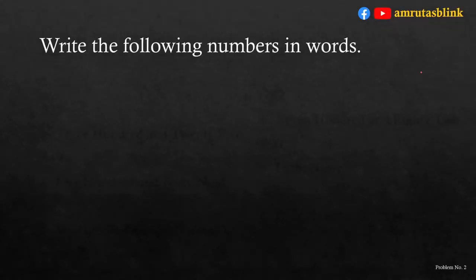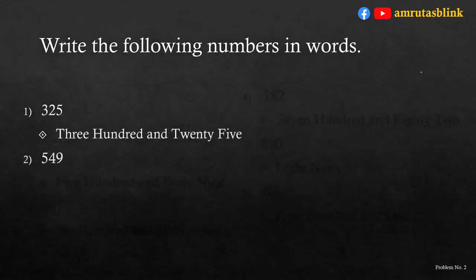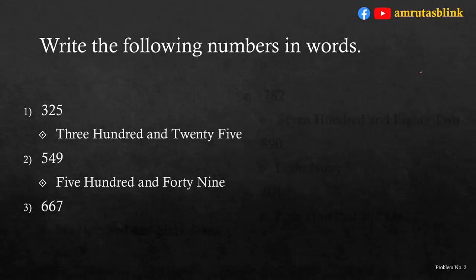Next problem. Write the following numbers in words. 3, 2, 5. Now in this problem, 5 is at the ones place, 2 is at the tens place and 3 is at the hundreds place. So the number would be 325. Then we have 5, 4, 9. Now here also 9 is at the ones place, 4 is at the tens place and 5 is at the hundreds place. So it would be 549.